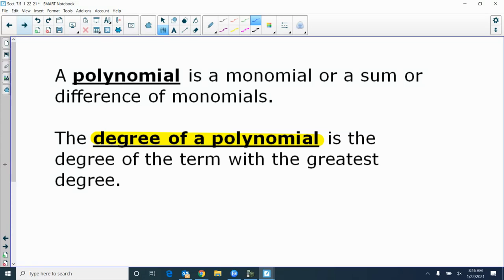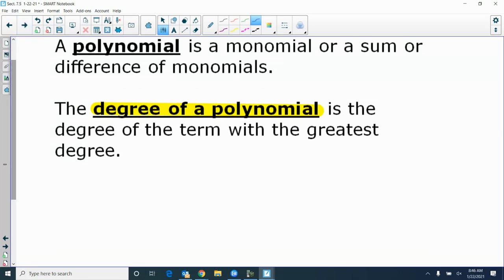Okay. Now, right under there where it says a polynomial, listen up. This is a polynomial. It is made up of 1, 2, 3 terms, 3 monomials. To find the degree, you take the degree of the highest one. Okay, this is where it's a little bit different.